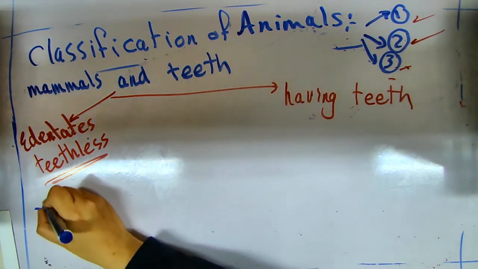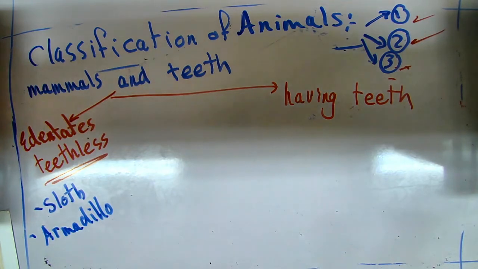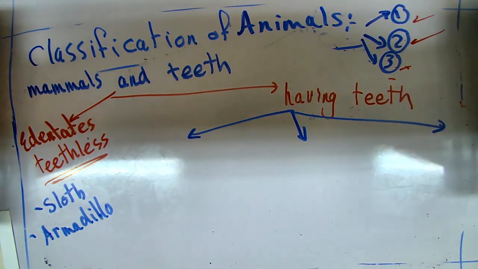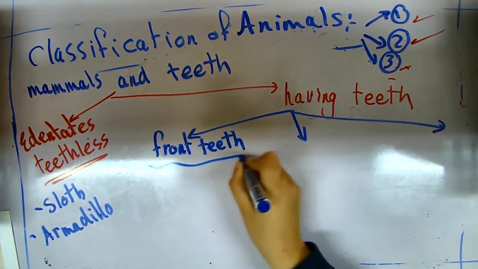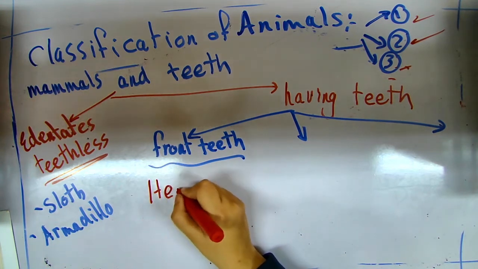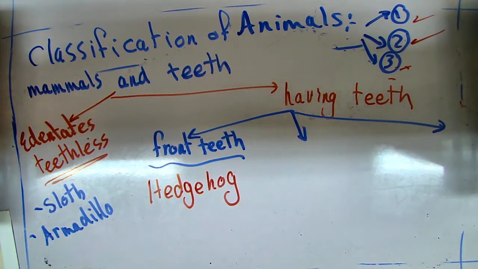Teethless mammals like sloth and armadillo. And some of them have teeth, and we will classify them into three groups. The first group, animals which have front teeth extending outward, like the hedgehog. The hedgehog has front teeth extending outward to capture or catch insects.